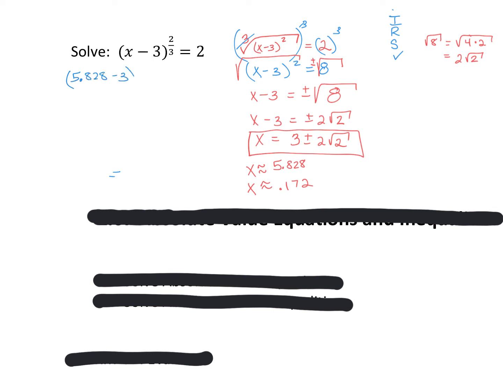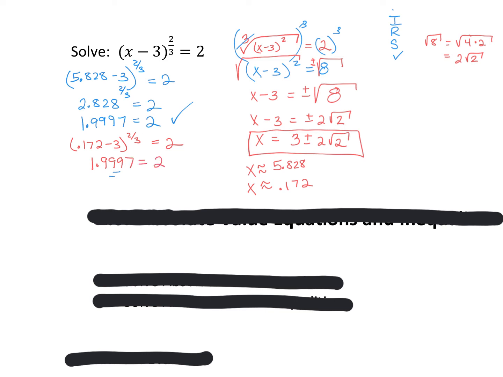So we're going to do (5.828 minus 3) to the 2/3 equals 2. 2.828 to the 2/3 is 2. If I do this in my calculator, I will get 1.9997 equals 2, and that's just rounding error. When I check the second one, I get (0.172 minus 3) to the 2/3 equals 2. Using my calculator here, I also get 1.9997 equals 2. And again, that's just rounding error.